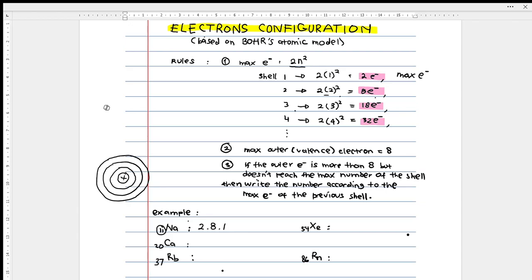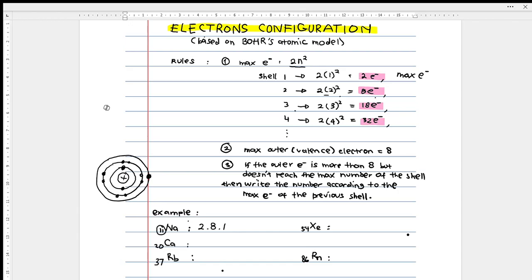Okay, if we draw the structure, it will look like this. This is the first shell, right? We draw 2 electrons in the first shell. We use a dot to represent electrons, and then 8 electrons in the second shell, and then 1 electron in the third shell. Okay, that's how you draw the atomic structure of sodium.